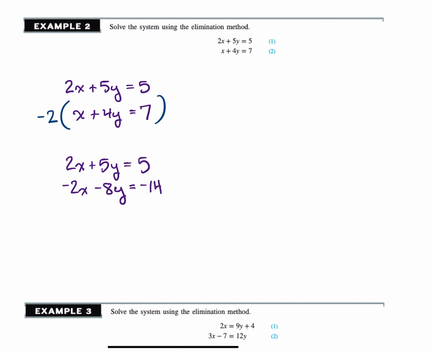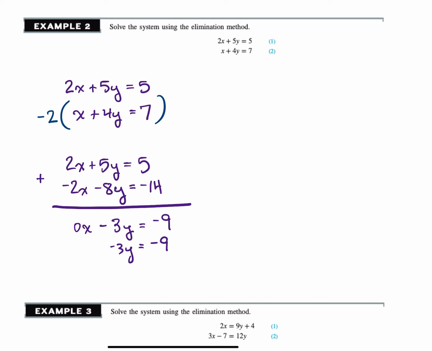Now let's add these together. So 2x minus 2x will give us 0x. That's what we want. We've eliminated the x's. And then we'll have 5y plus negative 8y, or 5y minus 8y. That should leave negative 3y. And then we have 5 plus negative 14, or 5 minus 14. So that should give us a negative 9. So we basically have negative 3y equals negative 9.